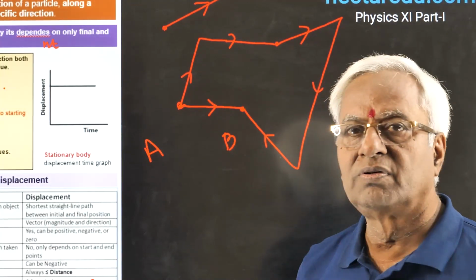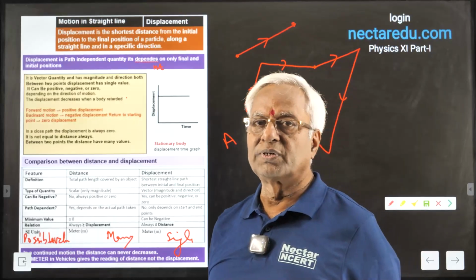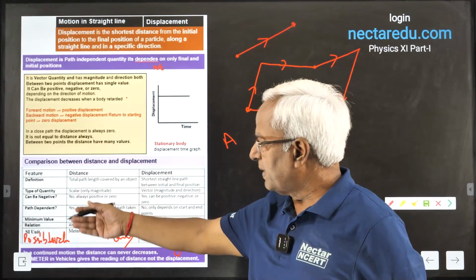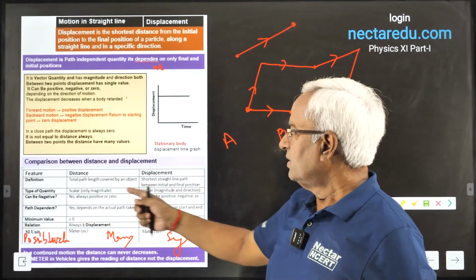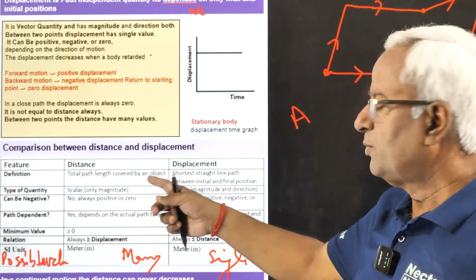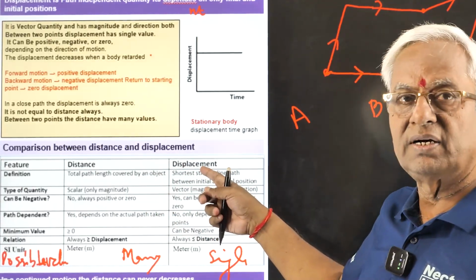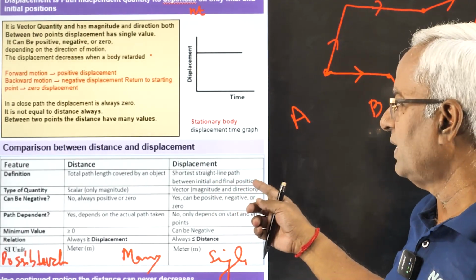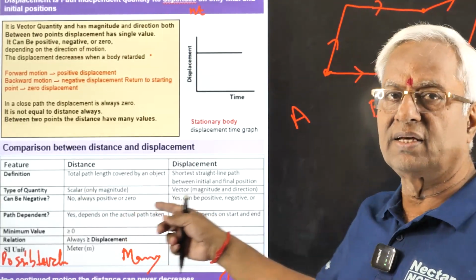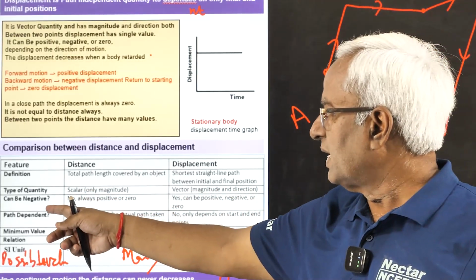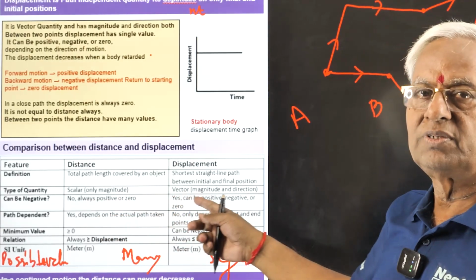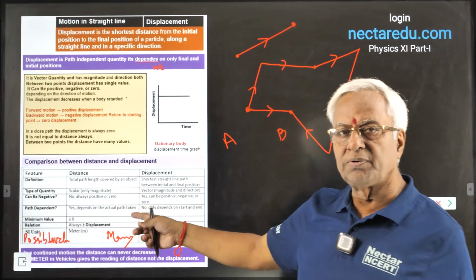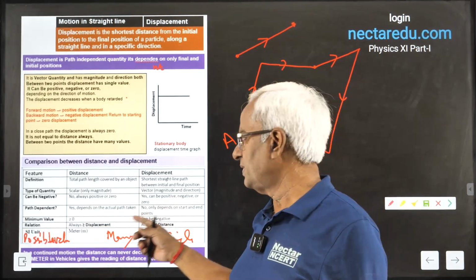Now have a glimpse over the comparison between distance and displacement. Choosing different parameters, we'll compare one by one. Definition: distance is the total path length, whereas displacement is the smallest distance between two positions, that is initial and final. Type of quantity: distance is a scalar, displacement is a vector. Can it be negative? Distance, no. Displacement, yes, it can have a negative value. Then path dependence: I told you distance is path dependent, displacement is not.